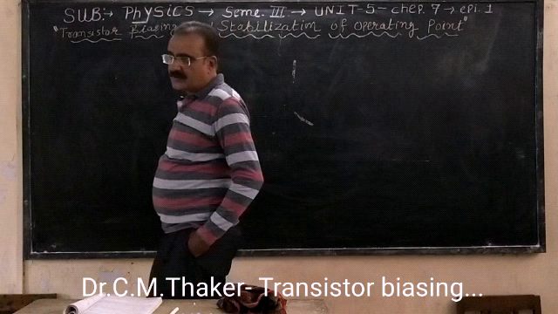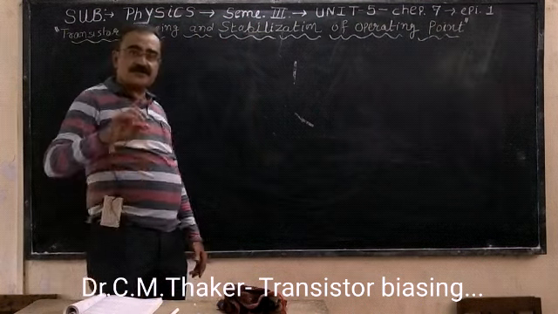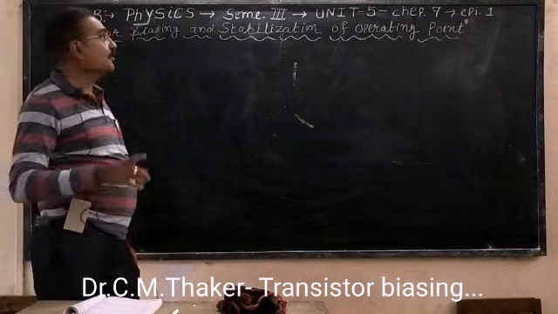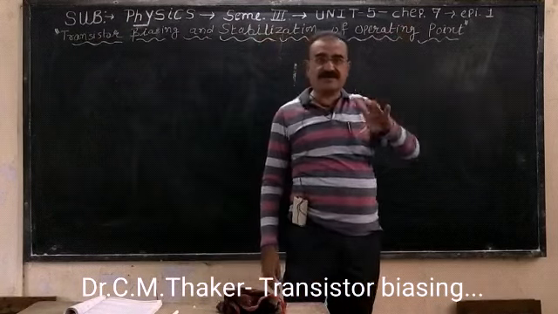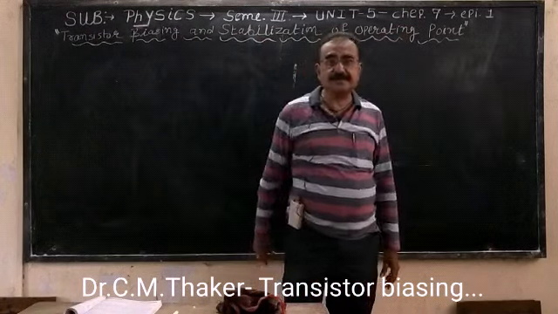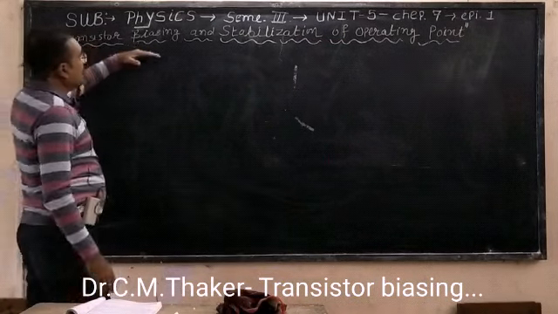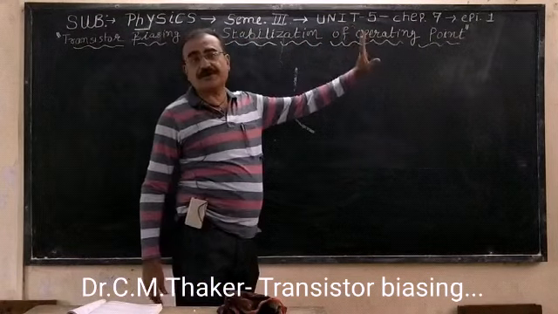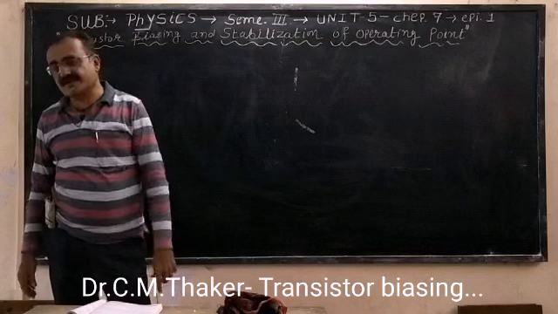Friends, today we are going to discuss physics subject, semester 3, unit 5, chapter 7 and episode 1. The title of the chapter is Transistor Biasing and Stabilization of Operating Point. So what do you mean by the biasing of the transistor?